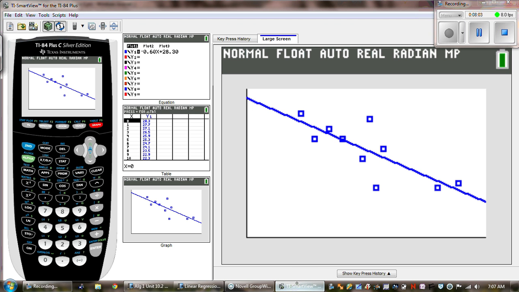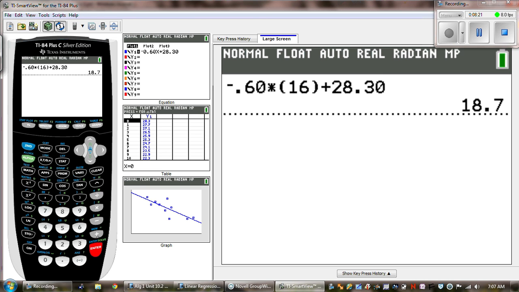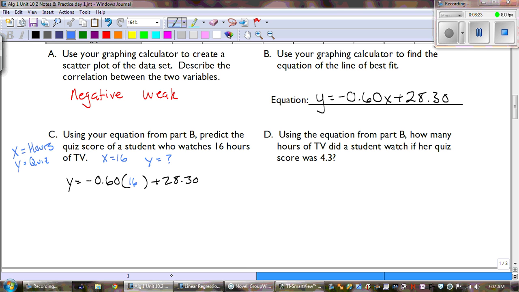And guess what? We can do the same thing on our calculator too. I want to get out of that screen, so I'm going to quit. I'm going to plug in for X, negative 0.60 times 16, and I'm going to add 28.30. And we get 18.7. So their score on that quiz was an 18.7. Now, hopefully that's not percent, because if that's percent, ugh, ay caramba, not very good.